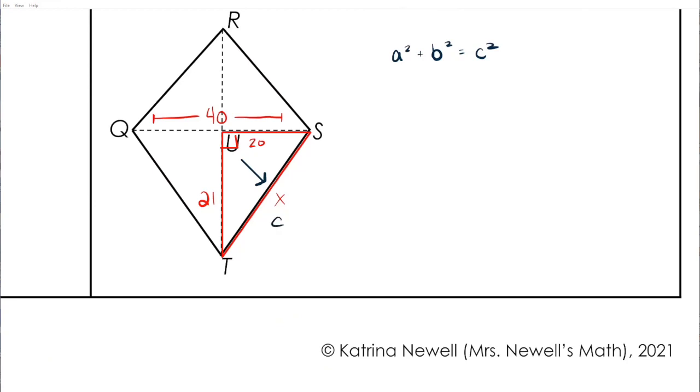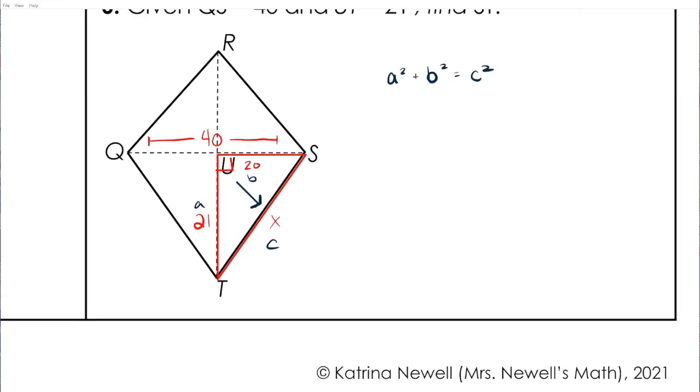The last two times, x has been c. That's great. It's not always going to be the case. The only always I want you to worry about is that the 90 is always across from the hypotenuse. The longest side is always across from the longest angle. Then again, a and b do not matter which one you label because they're getting squared and added together.